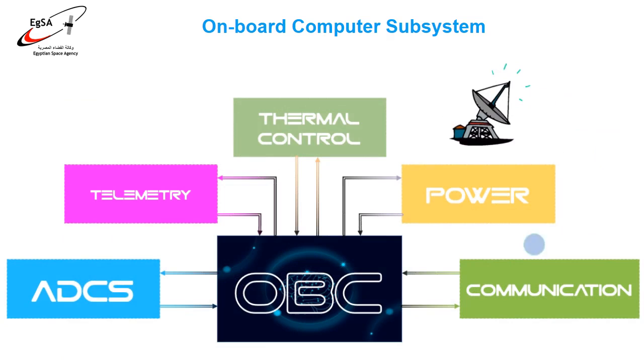The OBC has two main functions. The first one is to receive telecommands from the communication subsystem, which can be in the form of real-time commands or tagged commands. These commands are sent from the ground, processed, and distributed to all of the other subsystems. The second function of the OBC is to collect the data from the satellite subsystems to construct the telemetry data, which is forwarded to the ground control station.